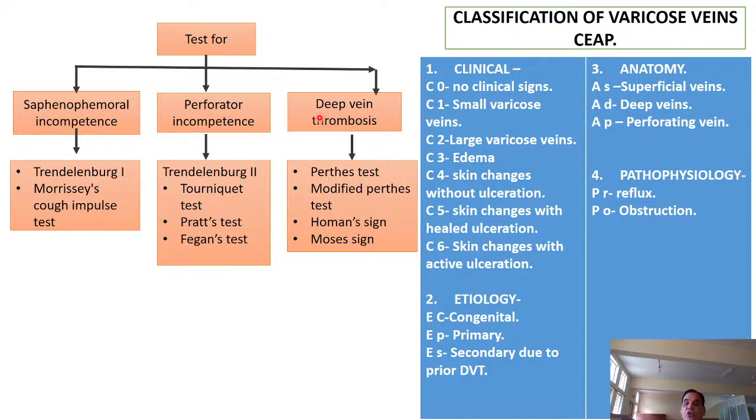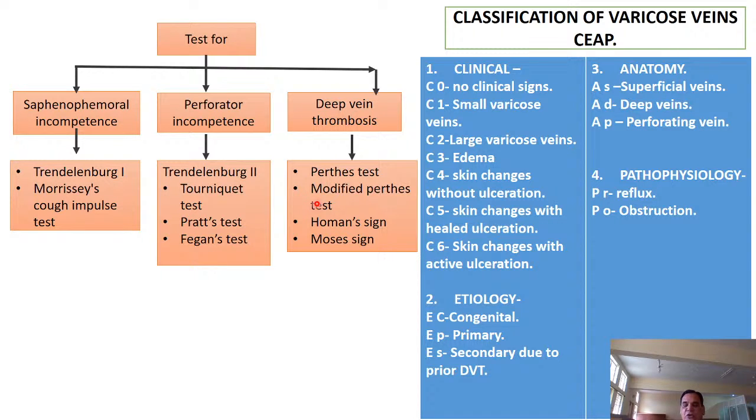Deep vein thrombosis: you must identify DVT before any treatment is undertaken for varicose veins, because DVT is a contraindication for any surgical intervention of the superficial venous system. One system you are removing, the other is already blocked. That is why we should not operate. So what are the tests? They are all called Perthes test: Perthes, modified Perthes, Homan sign and Moses sign. These are the names given for the diagnosis of DVT.